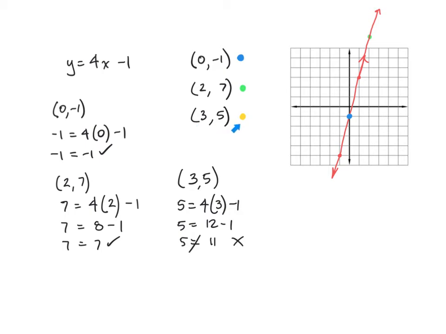Now this one, 3, 5, was not a solution. And so let's graph that. So we got 1, 2, 3. So that's right here. Notice it's not on our line, which is also expected because it's not a solution to our equation, okay, as we saw here.